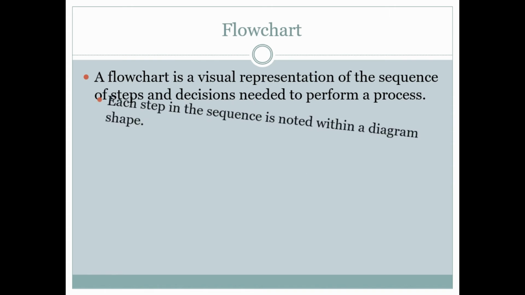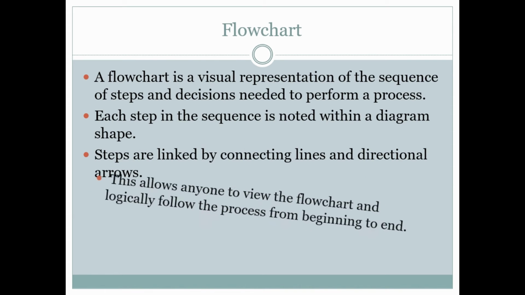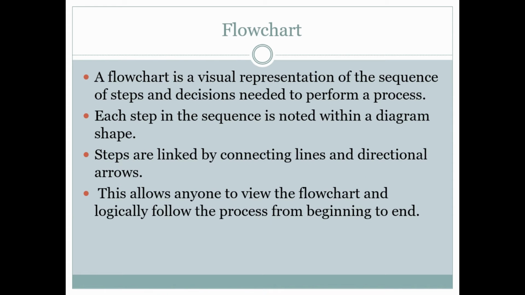Now flowchart. Just like an algorithm is a step-by-step solution, a flowchart is a visual representation of the sequence of steps and decisions needed to perform a process. Each step in the sequence is noted within a diagram shape. Steps are linked by connecting lines and directional arrows. This allows anyone to view the flowchart and logically follow the process from beginning to end.